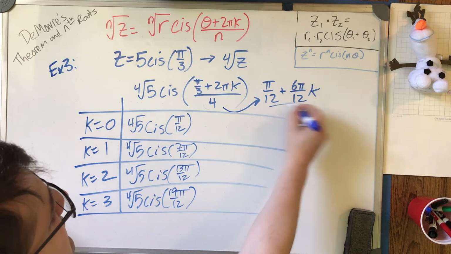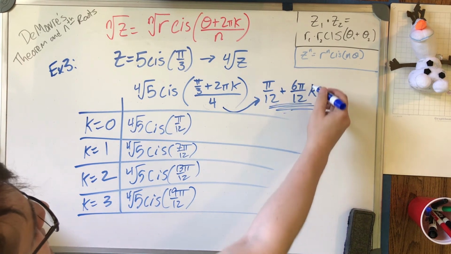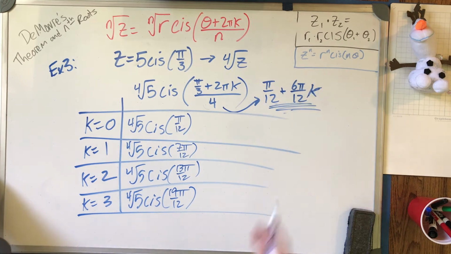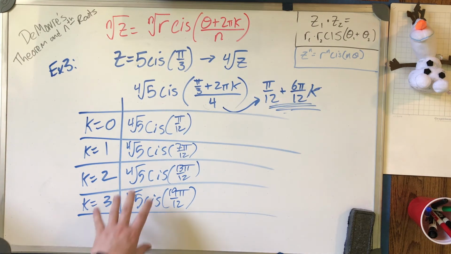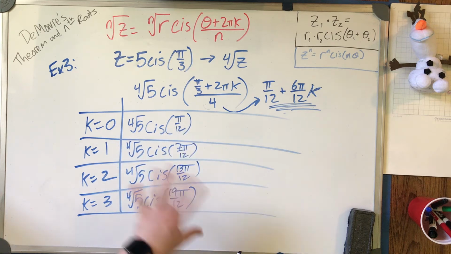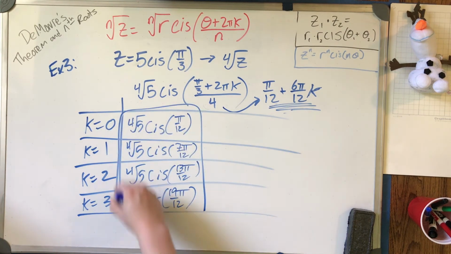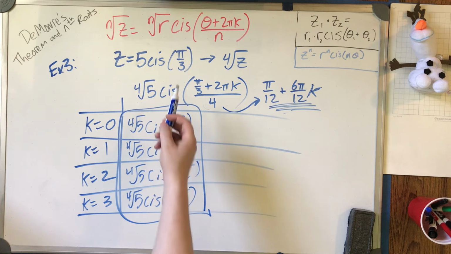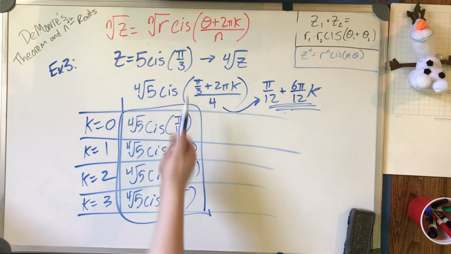Okay, and that's all because we were able to simplify this to get this common denominator, which basically says every time k increases, we're just adding 6 pi to the top. And since these are not special angles, we leave them, and these are our final answers. So these are the 4th roots of this complex number 5 cis pi over 3.